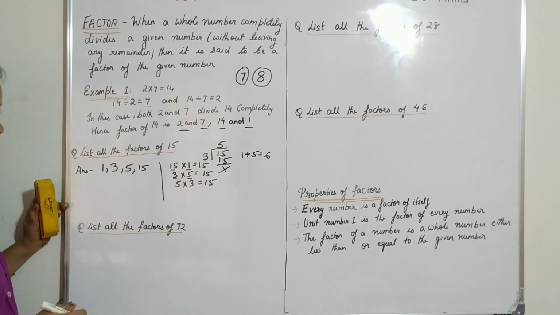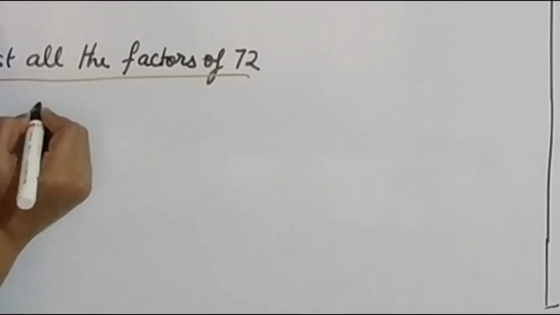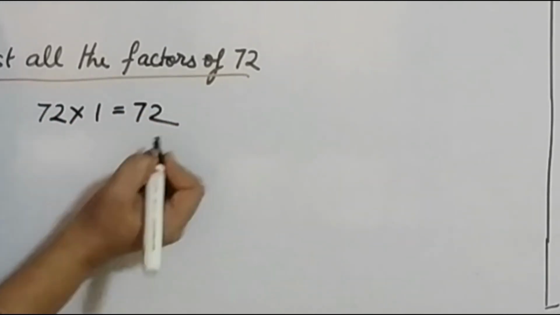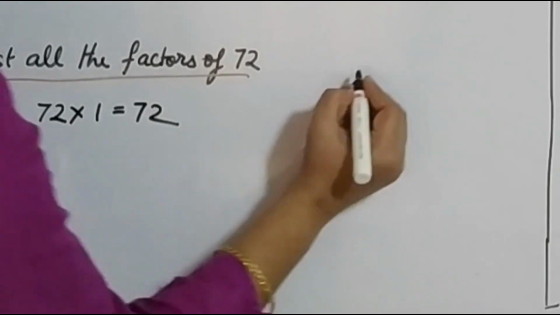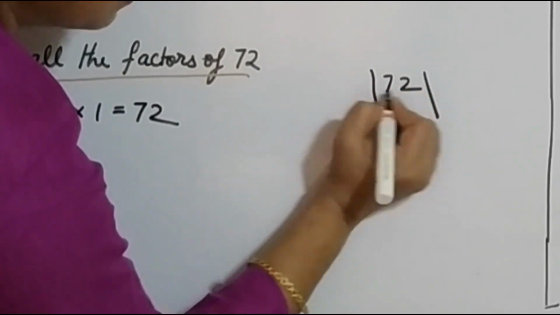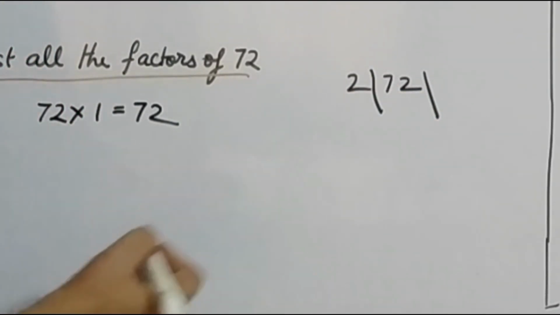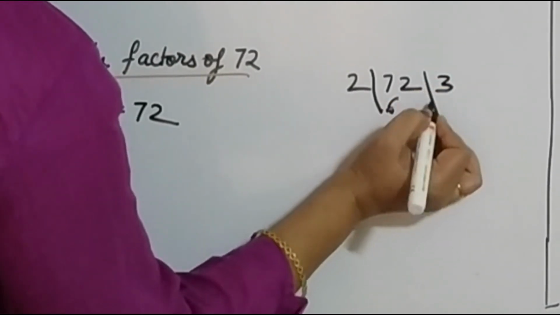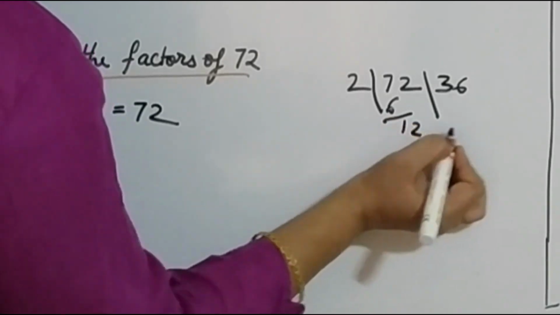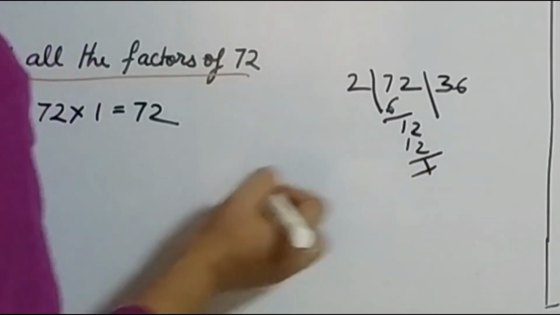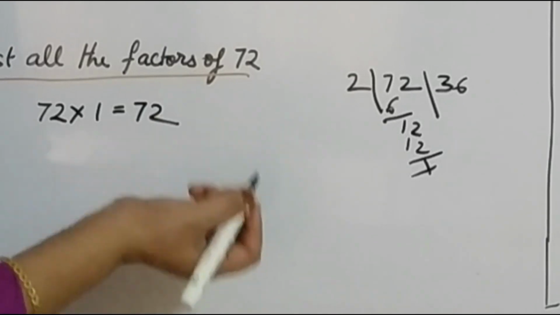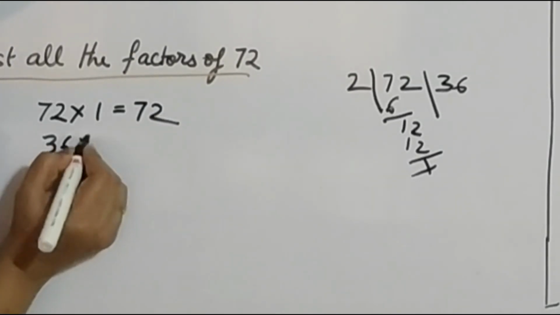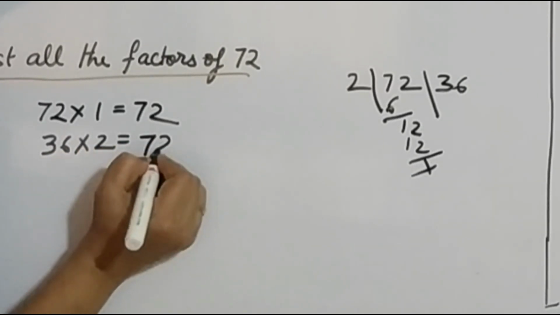Now let's list the factors of 72. 72 ones are 72. We took from 1. Now we have to see whether it is divisible by 2. Yes, it is divisible by 2 because this is an even number. So 2 3s are 6, 2 6s are 12. So it is divisible, the remainder is 0. So we can write 36 into 2 is equal to 72.